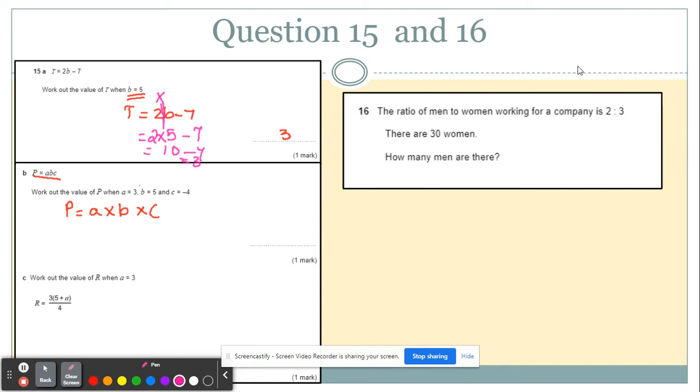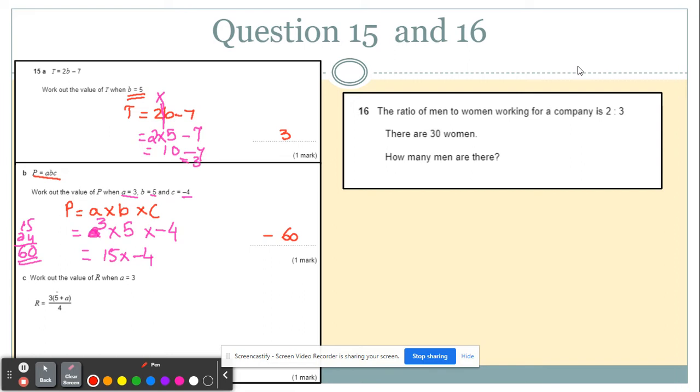Now substituting values, a is 3, times b, which is 5, times c, which is negative 4. Another thing to be very careful about. So 3 times 5 is 15, times it by minus 4. 15 times 4, if you don't know, you can do this. It will give you 60. Because you are multiplying by a negative number, your answer is going to be negative. So it is going to be negative 60.